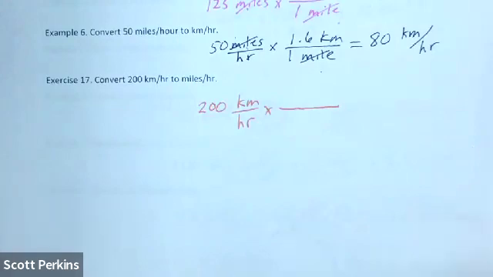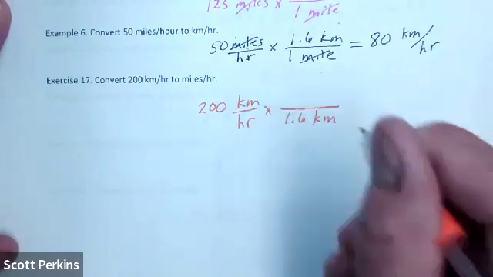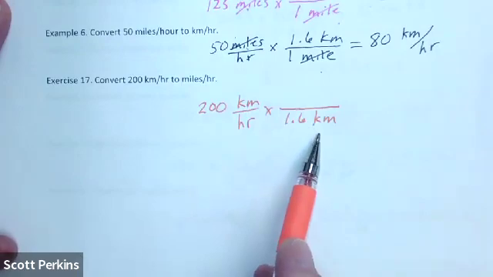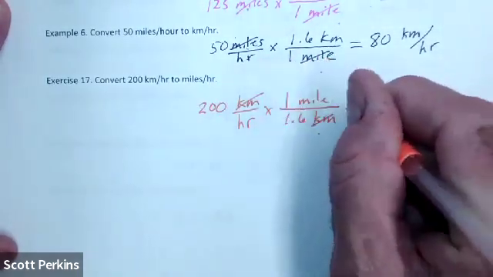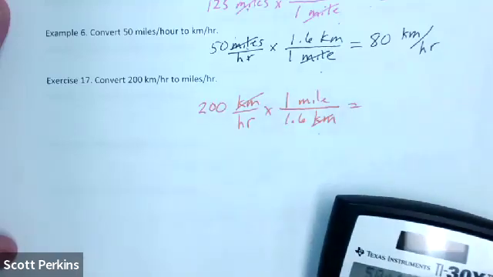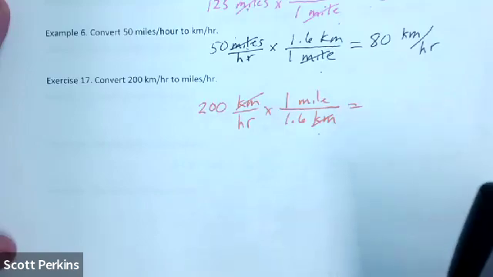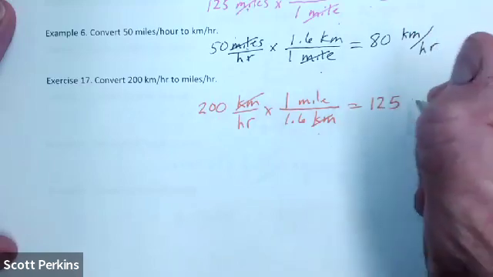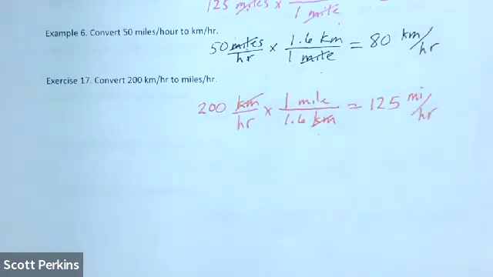And so again, the conversion's 1.6 kilometers, but this time I'm putting that on the denominator because again, I start with kilometers. I want the kilometers to go away. So now they do. That's 1 mile. And so now at this time, the numbers tell me to divide. So that's 200 divided by 1.6. It comes out exactly. That's 125 miles per hour is the equivalent in the US system.